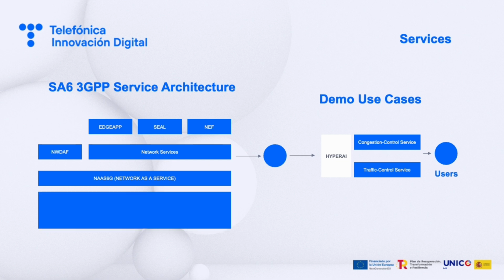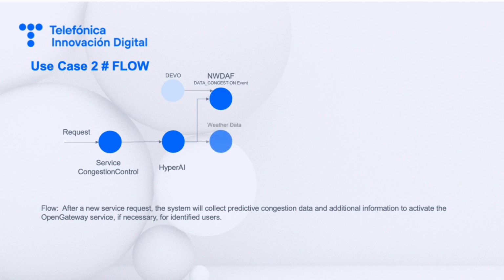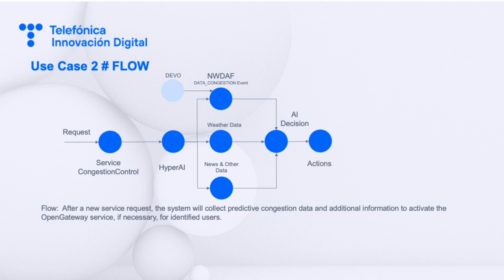We can see an example of a use case where AI is utilized through a component called HyperAI, which leverages network data to enhance the user experience in scenarios of data congestion. Additionally, other data sources can be used. In our case, we incorporate real-time weather conditions in the area and news sources reporting crowd gatherings or incidents to decide if the Open Gateway service should be activated.